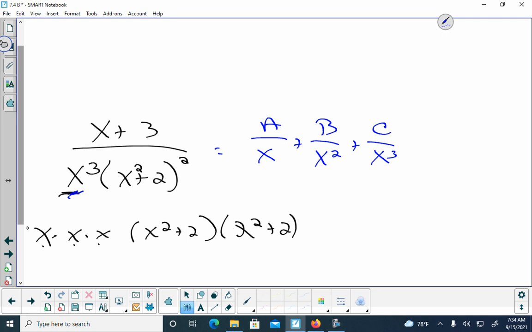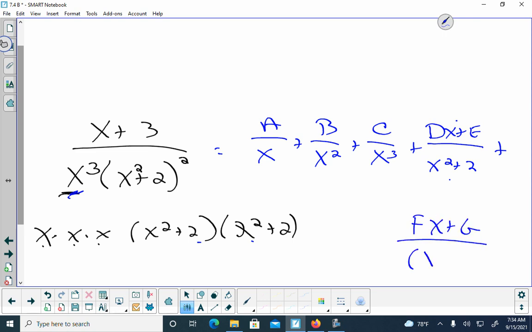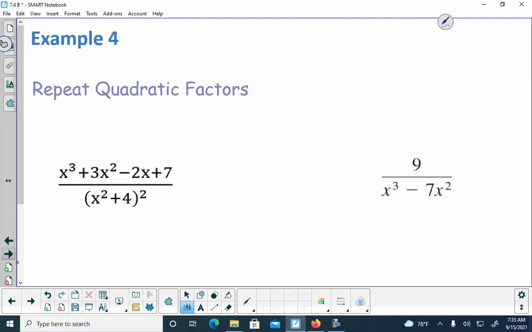Now, to do the quadratic, it's not going to be b anymore, sorry. It's going to be dx plus e, and then I'm going to put that over x squared plus 2. The reason why I have the linear is because this is raised to the second power, and then the repeat, because I do have this twice, follows that same pattern. So I'm going to do fx plus g, and then this will be over x squared plus 2 squared. I would never ask you to solve something like that, but you do have to know how to set up the pattern. So when I do a repeat quadratic, we're just going to write the form. We're not going to solve.